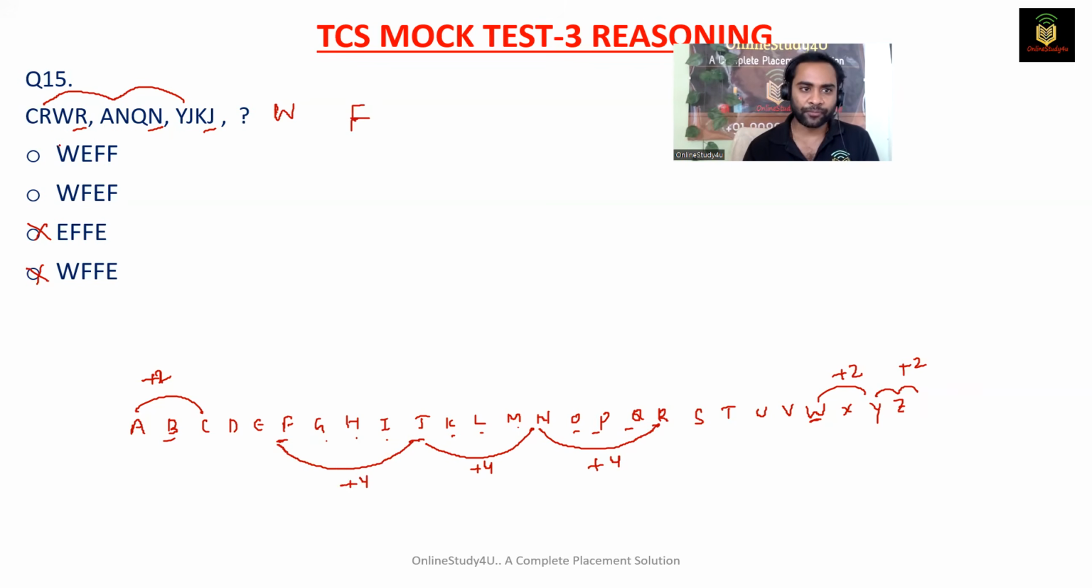Okay, fine. Now again we could see the same thing here: R N J. So here also it will be F. So R N J, here it will also be F. So W F E F. Okay, so option B will become the correct answer.